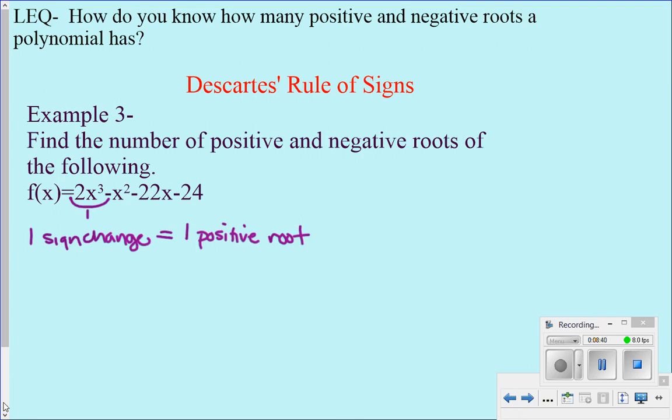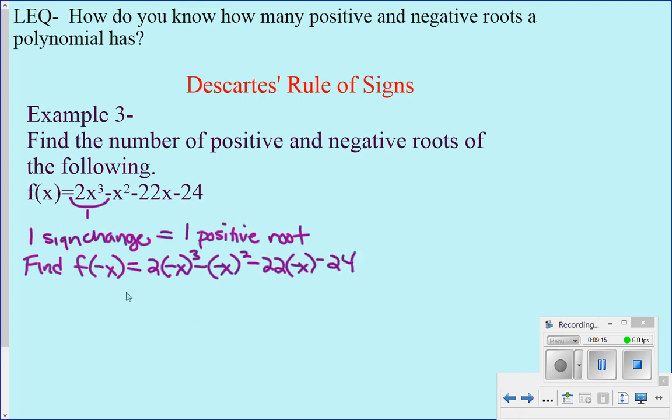So now what we're going to do is find how many negative roots there are for this polynomial. To do that, we have to find f of negative x. And if you recall, we talked about that earlier. That's just function notation. That means I'm going to substitute negative x everywhere I see an x in the function. So that means 2 times parentheses negative x, the quantity cubed, minus in parentheses negative x, the quantity squared, minus 22 in parentheses negative x, and then minus 24.